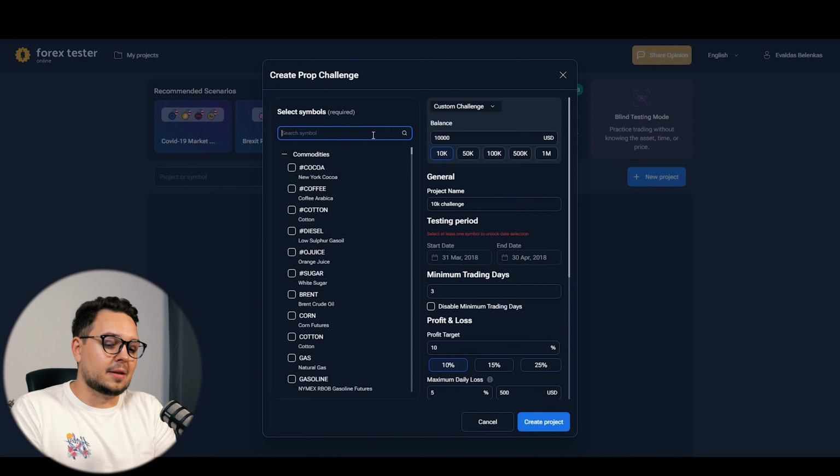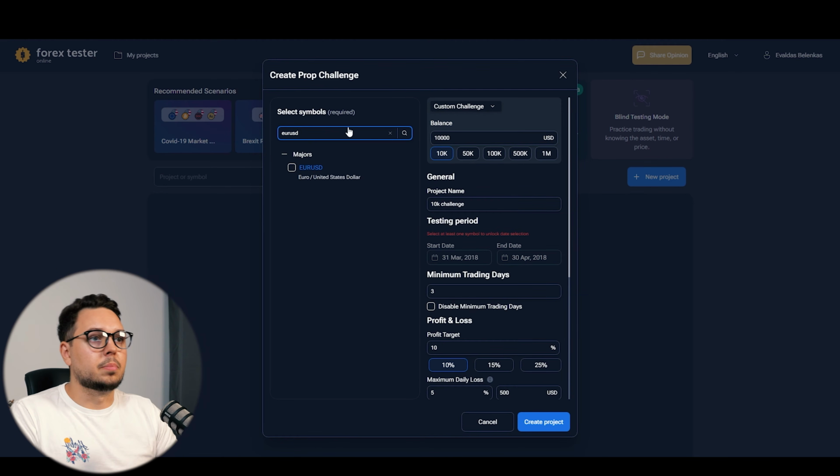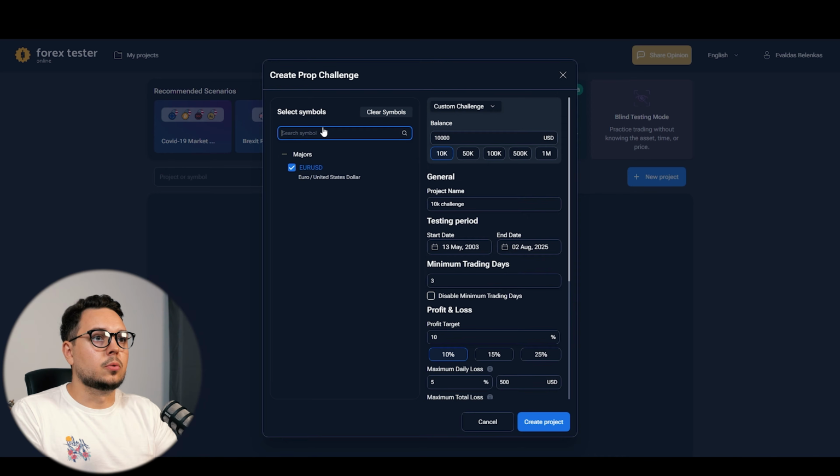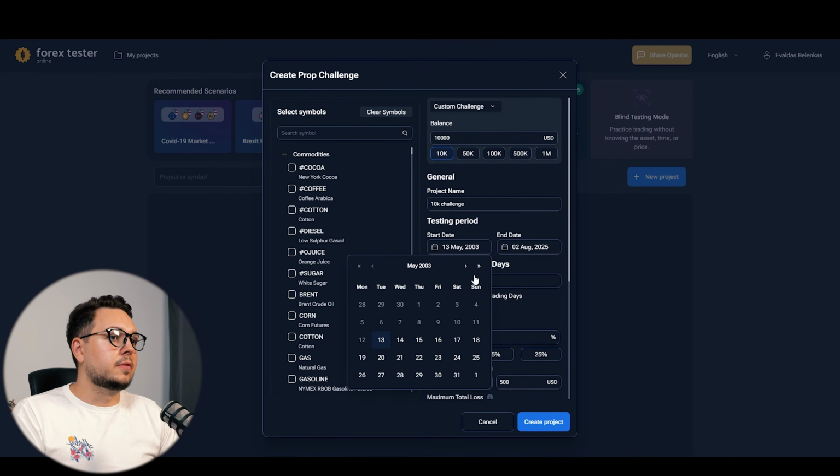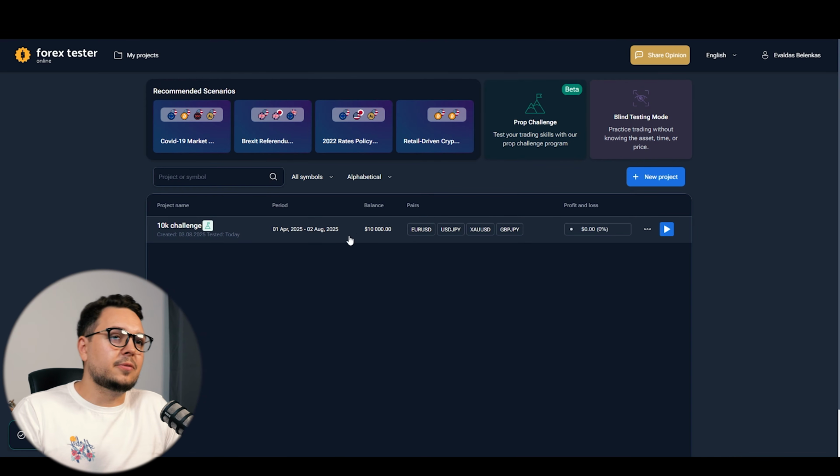Then we need to select some currency symbols we would like to backtest our trading on. So maybe Euro USD, maybe USD Japanese yen, maybe even gold, or even GBP Japanese yen. So the last thing we want to do is select a starting date. So I'm gonna choose maybe April 1st. Now we successfully created the project.